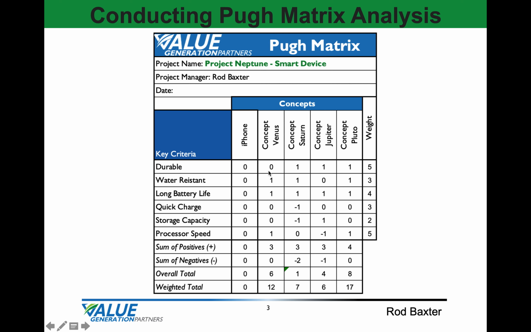For each concept, we will give it a score of +1, 0, or -1 as a relationship to the iPhone. If it's equal to, it'll get a score of 0. If it's better than, it gets a 1. And if it's less than, it gets a -1. So we've done that, and the template automatically does the calculations. If you look at the total score, concept Pluto has a 17 total weighted score. That's the highest. Concept Venus has a 12 as the next highest weighted score. So these would be the two concepts we would consider carrying forward. So that's an example of using Pugh matrix analysis.